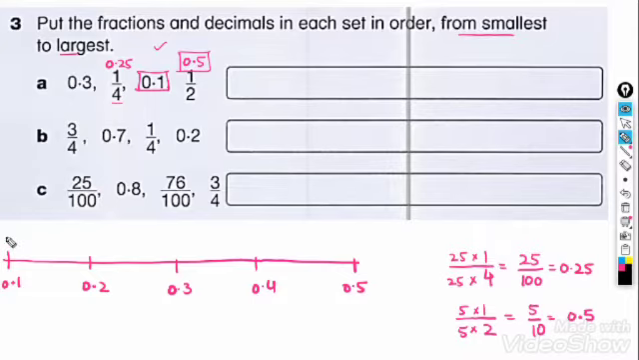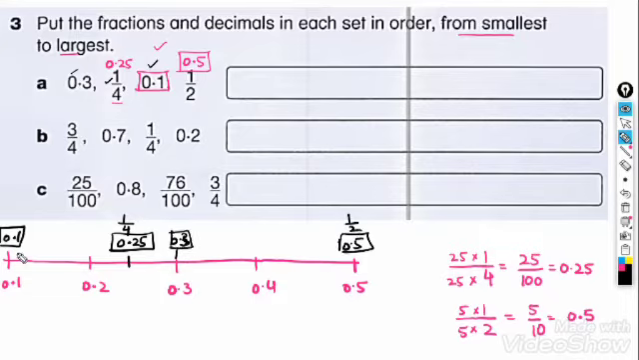So the smallest one is 0.1. I will just write here 0.1. Then comes 0.25. So it must be right here in the middle of 0.2 and 0.3. So it will become 0.25. And its fraction is 1 upon 4. This one is done. The next one will become 0.3. So I will just write my 0.3 right over here. And the last one is 0.5, which is 1 upon 2.